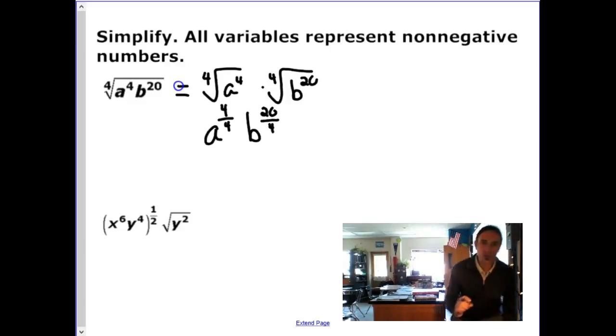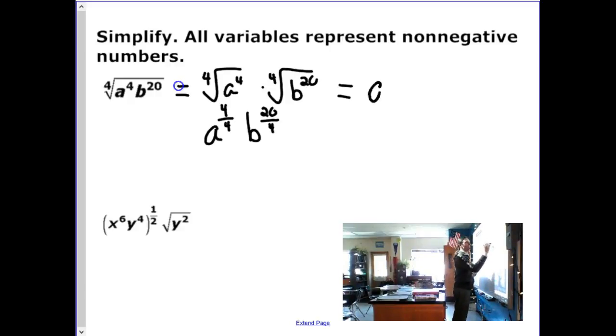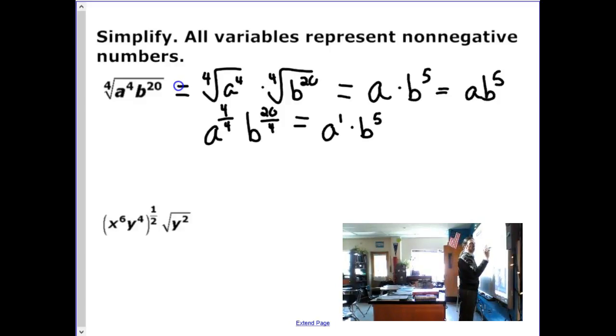And then this truly is a matter of simplifying each one of these expressions. If you do it this way, what's the fourth root of something to the fourth? Well, that's just a. And how many groups of 4 are in b to the 20th? Well, there would be 5. So the other way to do that is, hey, a to the first, b to the fifth: a, b to the fifth. Sweet.